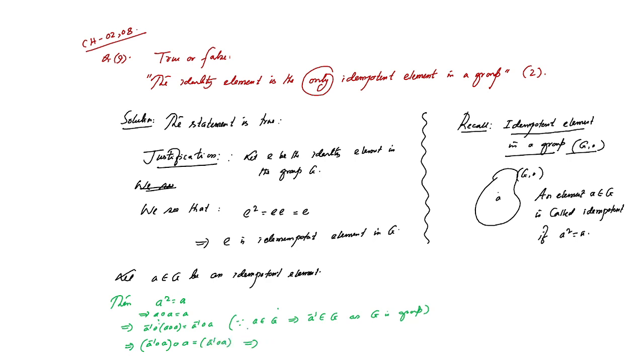Since the idempotent is the identity element, E inverse A means E inverse A equals E, which means A equals E. So if we take any arbitrary element A as an idempotent, then that A will be E. Therefore, we conclude that the identity element E is the only idempotent element in G. So the statement is true.